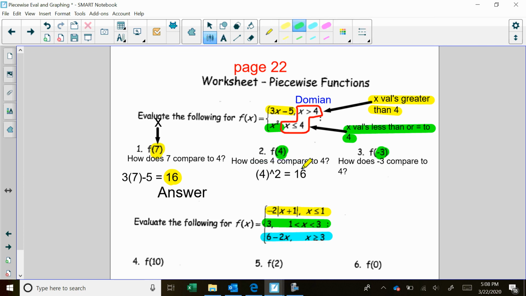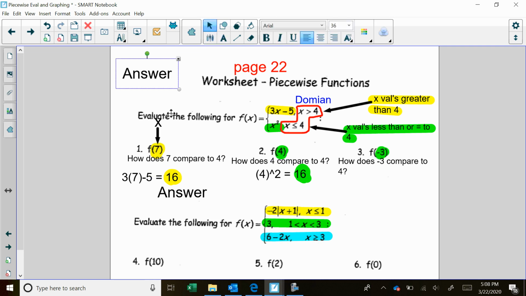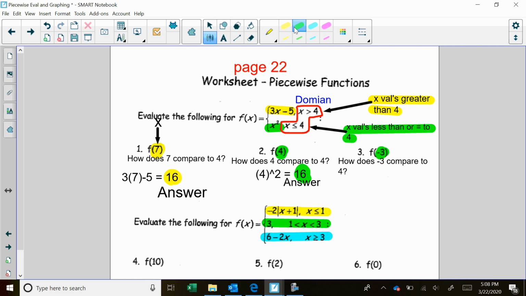So I'm going to highlight that in green. Here it is. That's our answer, right there. Make that green too. Make this one yellow. And we got one more over here to work on.